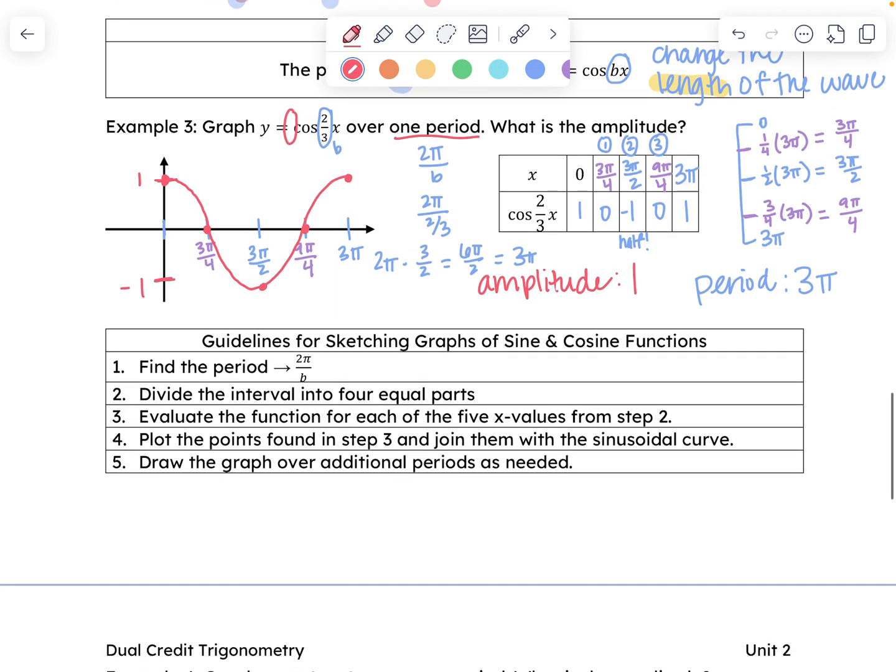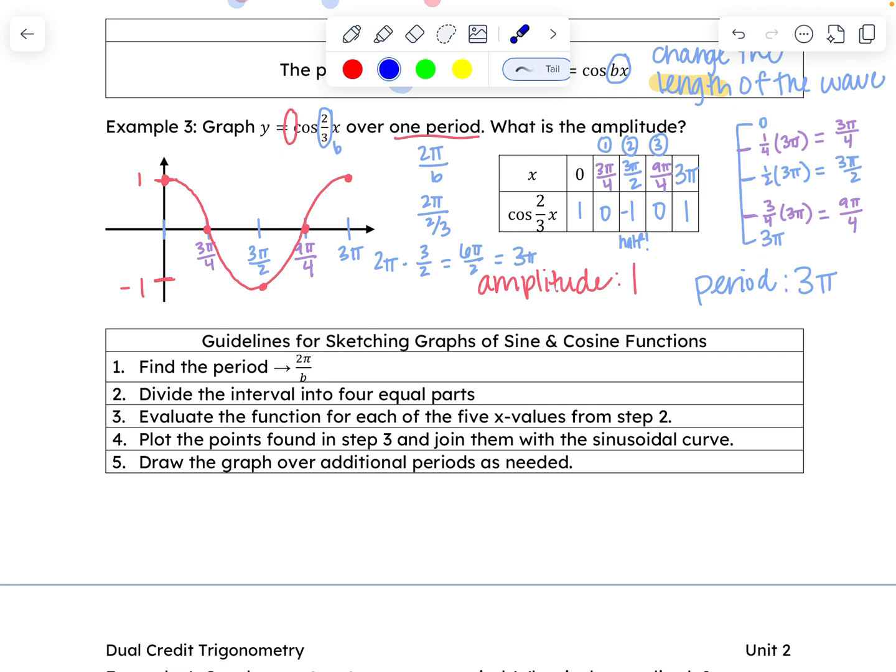So to help you out, I've got a list here of guidelines for sketching graphs of sine and cosine functions, some steps really. Figure out what the period is, divide it into the 4 equal parts, so that's the 1/4, 1/2, 3/4. Evaluate the function for each of those 5 values. So remember, you start at 0, then the 1/4, 1/2, 3/4 and the whole period. That's the 5 different parts. 1, 2, 3, 4, 5.